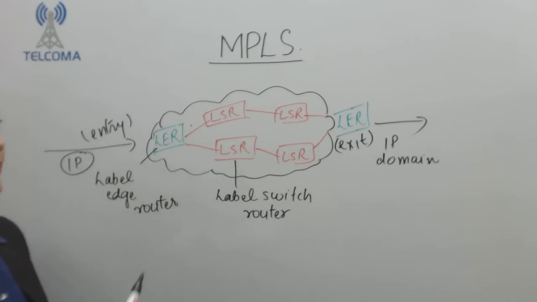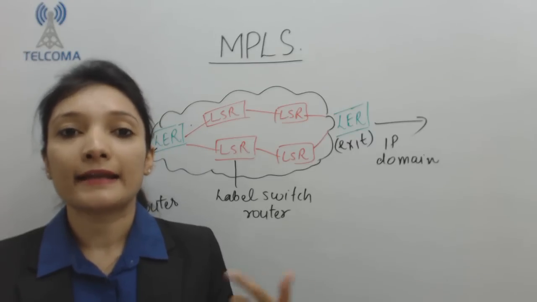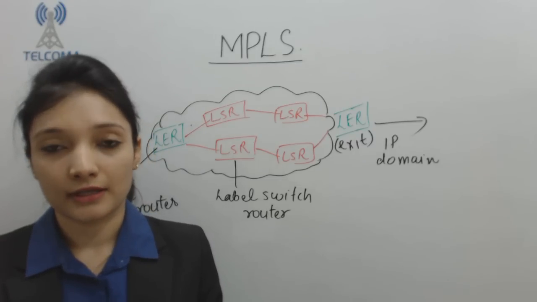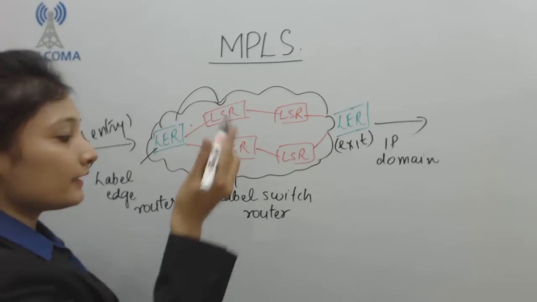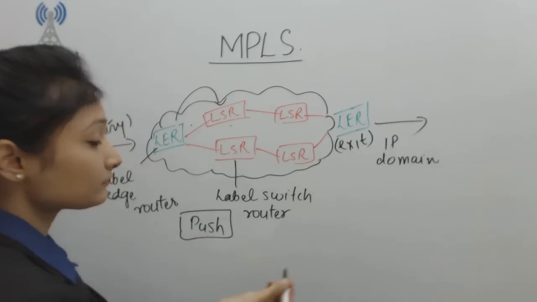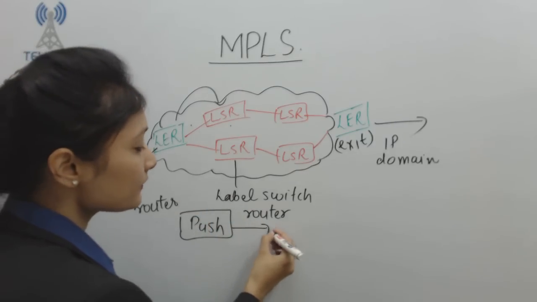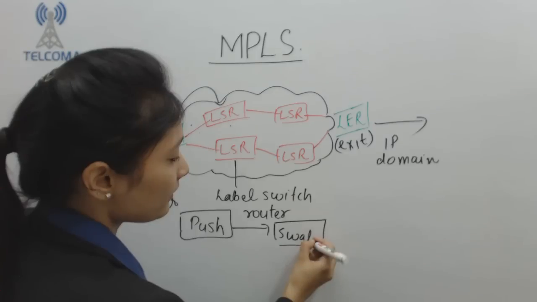This label is also called a shim header. So that is basically the identification here. That header exists between the layer 2 and layer 3 header, which we will also discuss later. It will go through this LSR, and it will check the label. The process is like this: when it first enters, it pushes a label onto the packet. Then it is forwarded. The next LSR will check and then swap. So then it will be forwarded through the network.